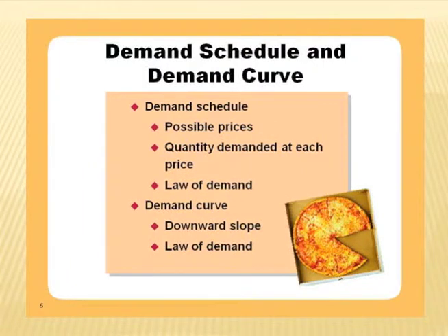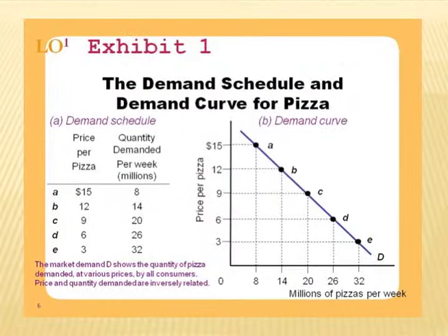Now, if we look at all possible prices and the quantity that's demanded at each one of those prices, and we were to make an actual list of those, we would have what's known as the demand schedule, and it would represent for us the law of demand. On the other hand, we might take all of those and plot them on a graph, and then we would have a demand curve. And the demand curve would be downward sloping due to the law of demand.